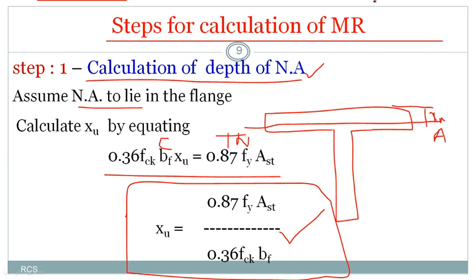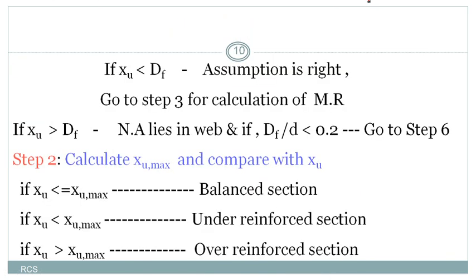After obtaining the depth of neutral axis by this formula, we have to check whether our neutral axis falls in the flange or web. How can we decide that? That will be decided by comparing it with the Df value. You know Df is the depth of flange. If your xu is less than Df, then our assumption is correct, that is, our neutral axis falls in the flange region, right?